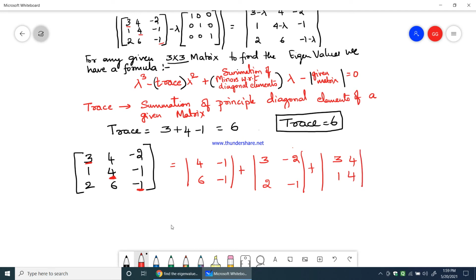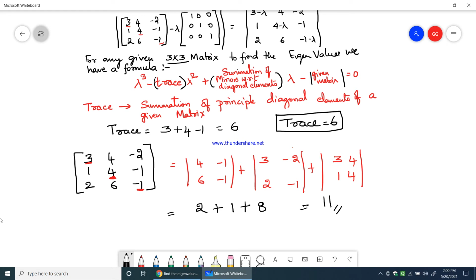Therefore this would be equal to 4 into minus 1 is minus 4, minus of minus 1 into 6 is plus 6. So minus 4 plus 6 is 2, plus 3 into minus 1 is minus 3, minus of minus 2 into 2 is plus 4. So minus 3 plus 4 is 1, plus 4 threes are 12, minus 4 is 8. So therefore this is equal to 11. We got this to be equal to 11.